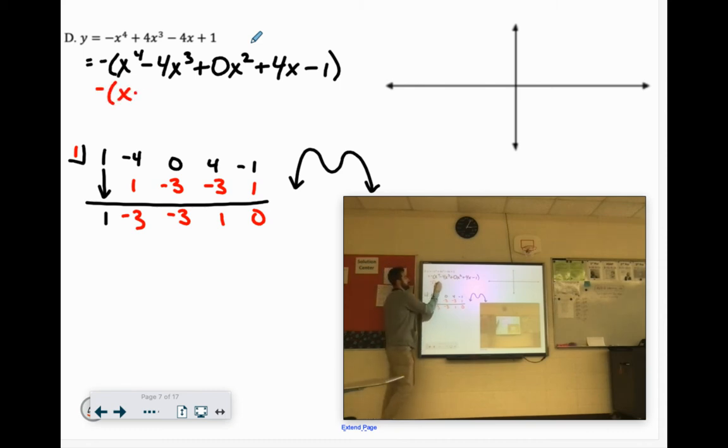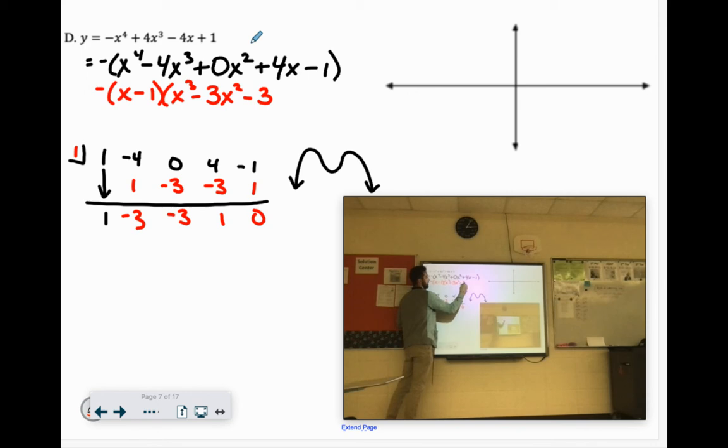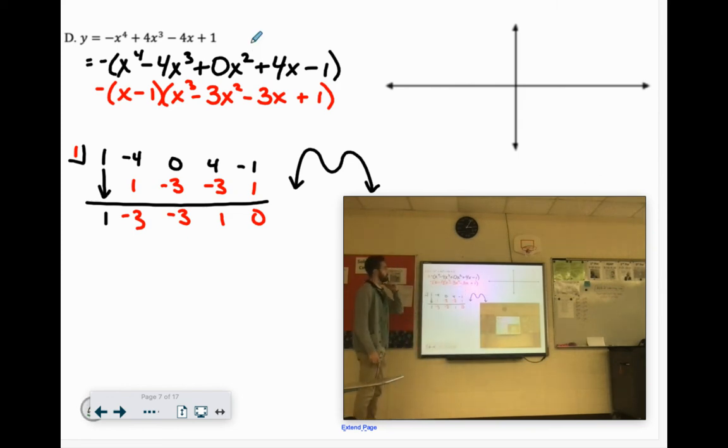So far we have x minus 1, and then we have some other stuff. We have x to the third minus 3x to the second minus 3x plus 1. Now, if we wanted, we could try factoring by grouping. That's not going to work on this one. So let's keep trying synthetic division. Let's see if we can go a little bit further.